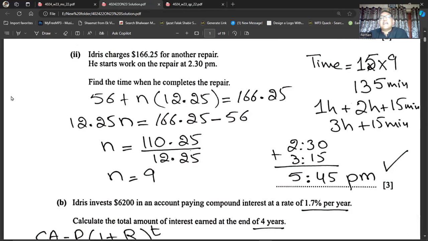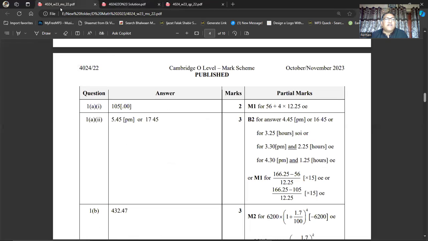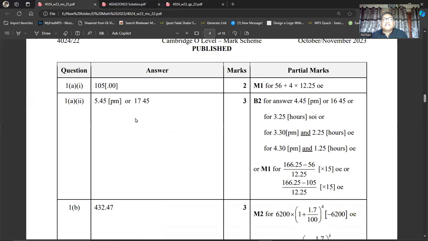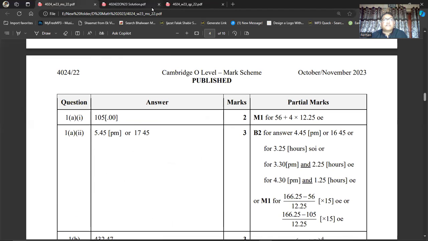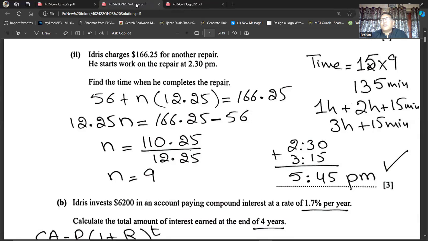He started working at 2:30 p.m. and he will continue working for 3 hours and 15 minutes. So you add to 2:30 p.m. 3 hours and 15 minutes. So you will get 5:45 p.m. So he will finish his work at 5:45 p.m. 5:45 p.m. is the right answer, sir. This is how we will solve it.